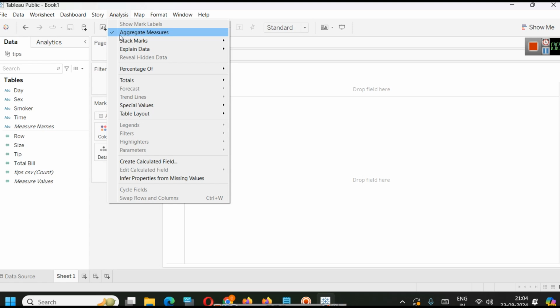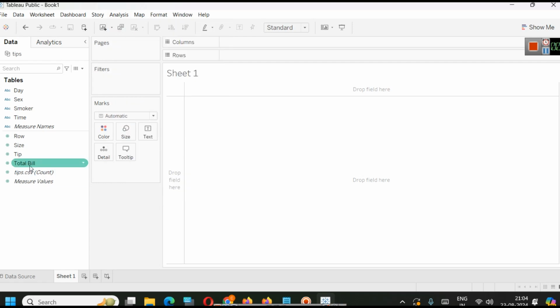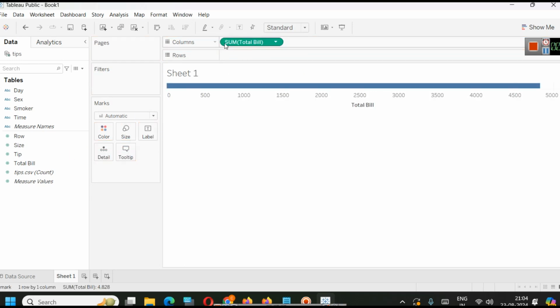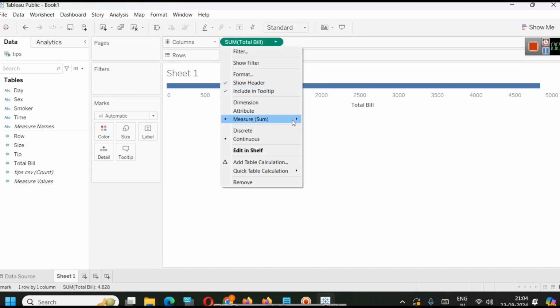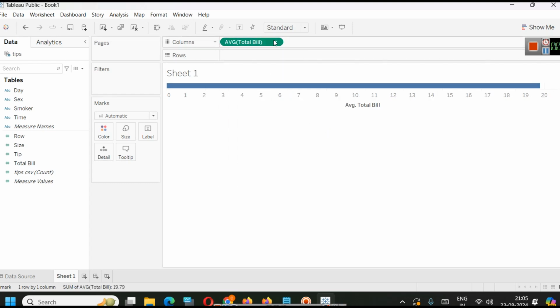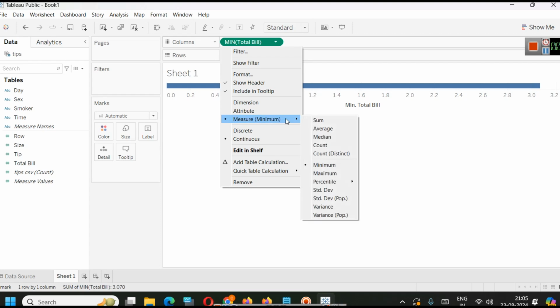What does that mean? This means that when you drop a measure here, we are selecting total bill. When you select it, you can see it is actually the sum of total bill which is being plotted here. Sum of total bill is an aggregate value, aggregate function sum, and we can change this aggregate function to average, median, minimum or maximum, whatever. So by default it is sum.